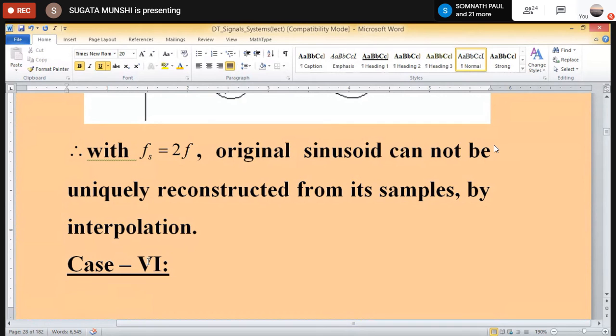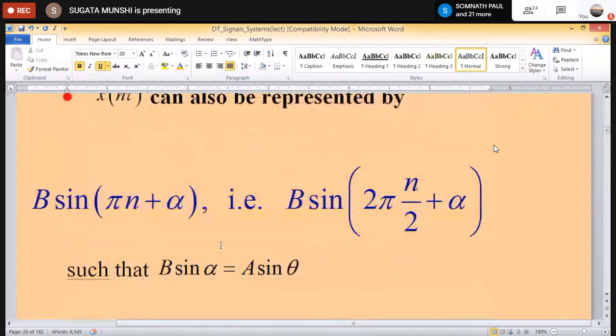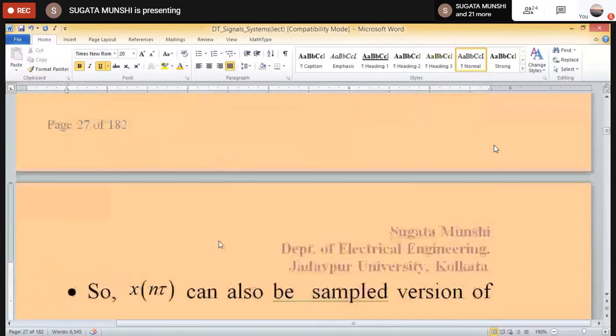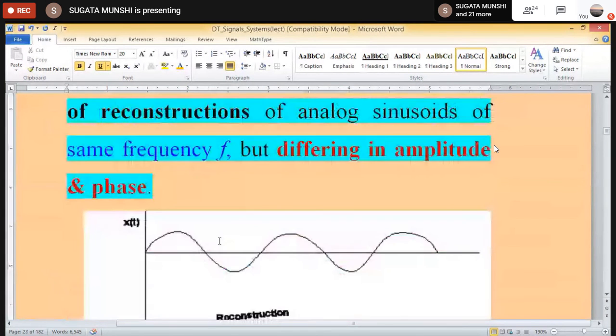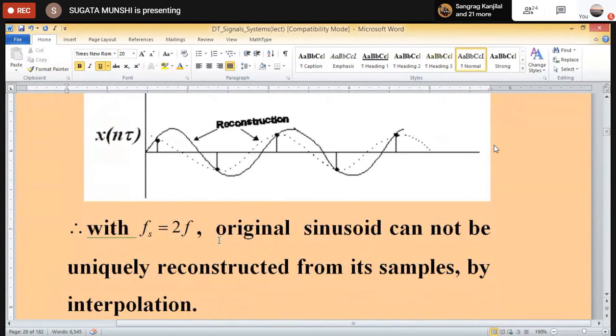Next is the last one. Now in case 5, also note that if theta is 0, that means if samplings take place at zero crossings, that will yield no information. I have stated it verbally, but I haven't written it down here. All samples will be 0 if the samplings take place at zero crossings.